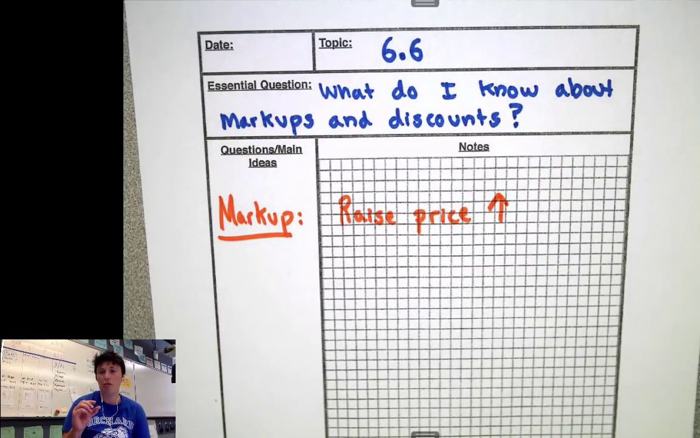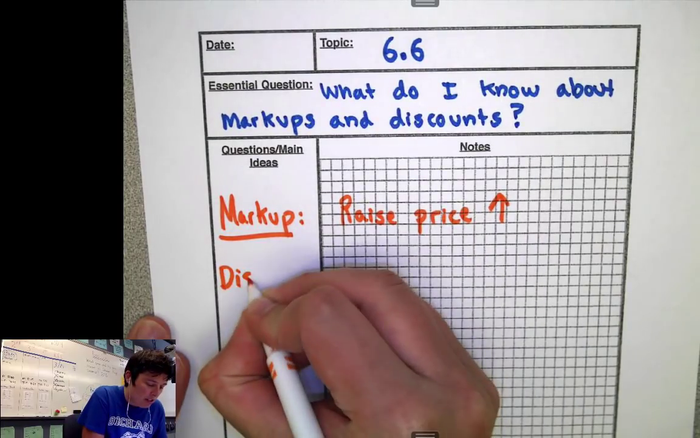Now, some business owners do a little markup. Some business owners might choose to do a huge markup. If you do a huge markup, people might not want to buy your product. So that's where it becomes the fun of being a business owner. You have to figure out how much markup should I do, a little or a lot or somewhere in the middle.